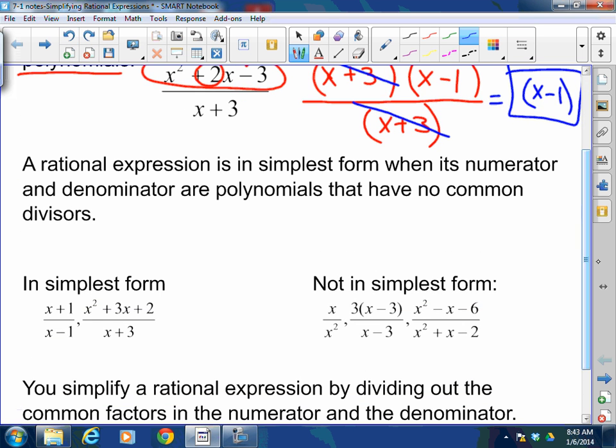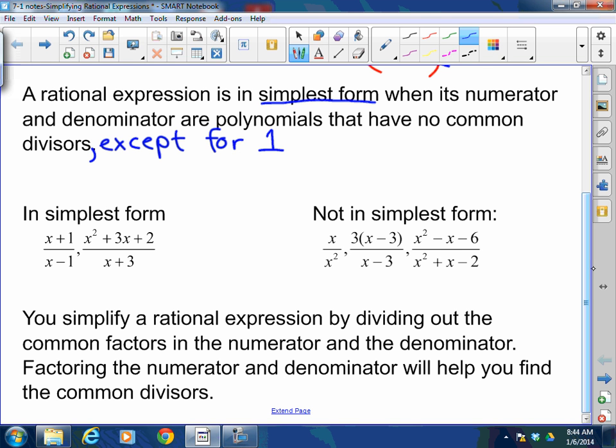Okay, now, a rational expression, as we just finished seeing, is in simplest form. That means it's reduced all the way. When its numerator and denominator are polynomials that have no common divisors, and I would say this, except for one. Except for one. Because one is always a common factor of everything. So, how does this work?